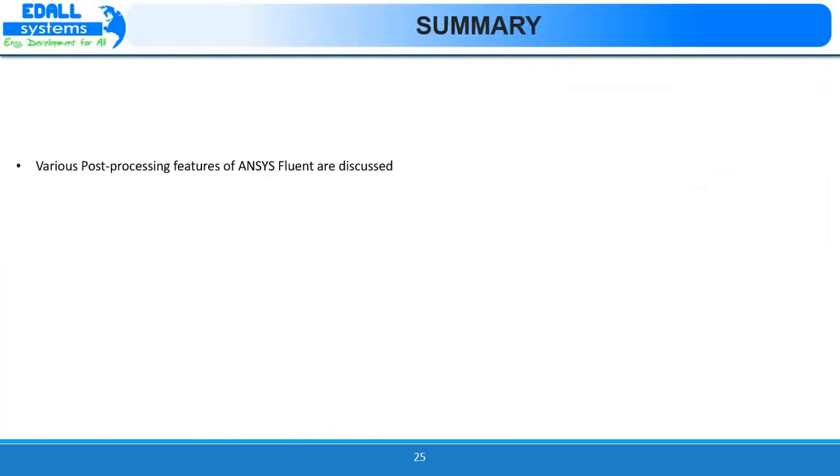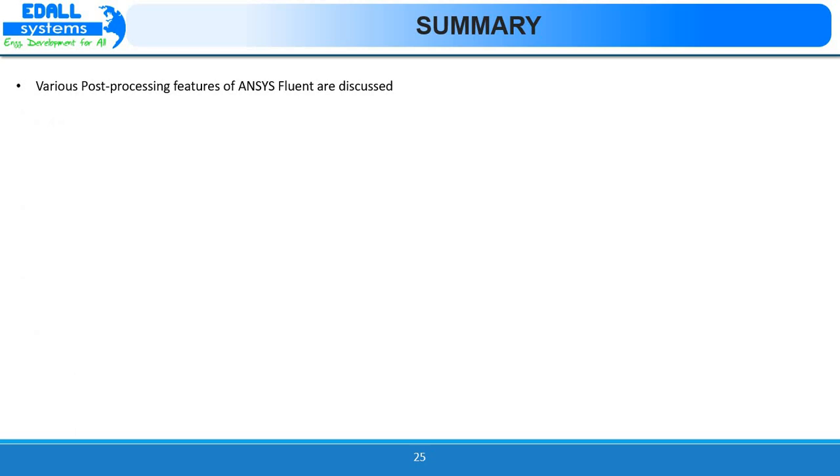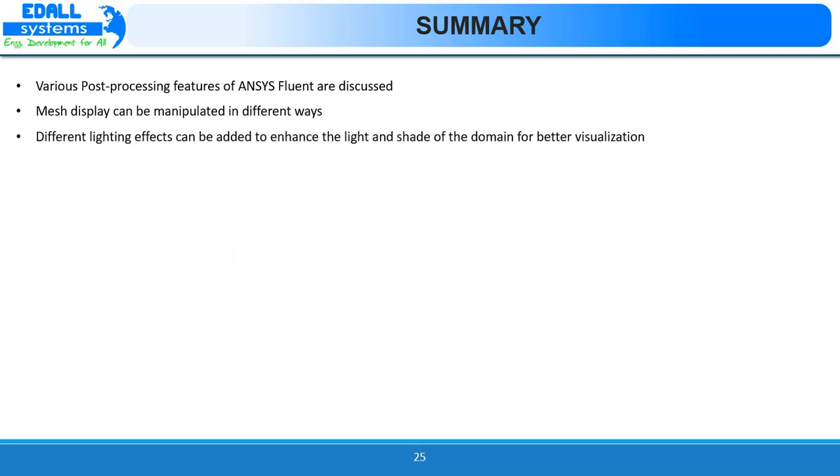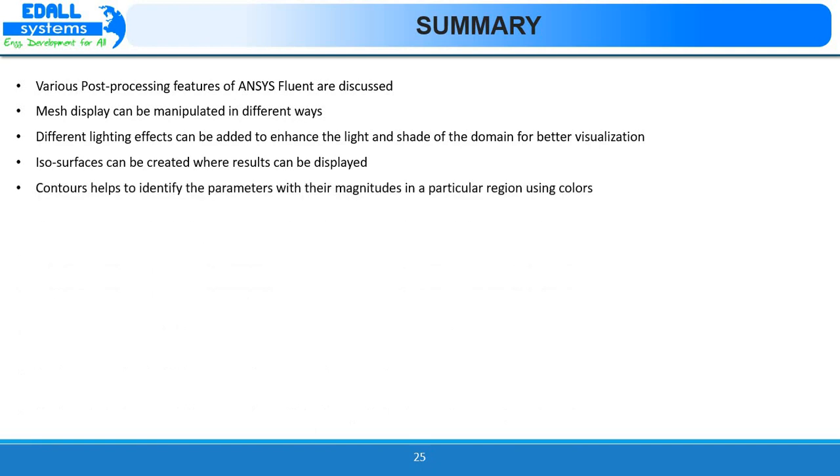So summary for today's class is that we have seen various post-processing features of ANSYS Fluent. First, we have seen mesh display where we can manipulate it in different ways. Then we have seen different lighting effects can be added to enhance the light and shade of the domain for better visualization. After that, we have seen how we can create ISO surfaces and ISO clips for better visualization of results. Then we have seen contours, which helps to identify the parameters with their magnitude in a particular region using colors.